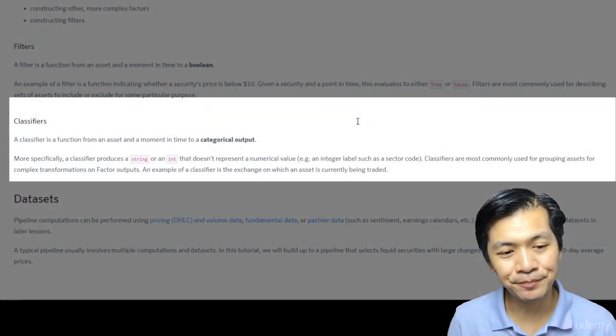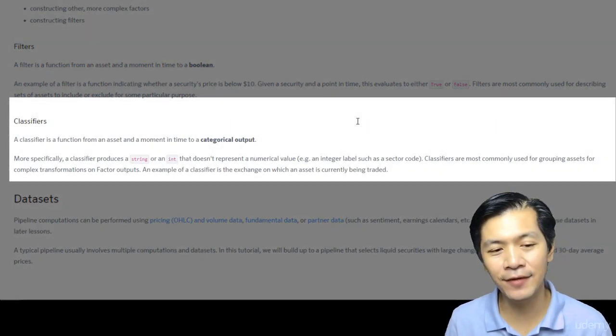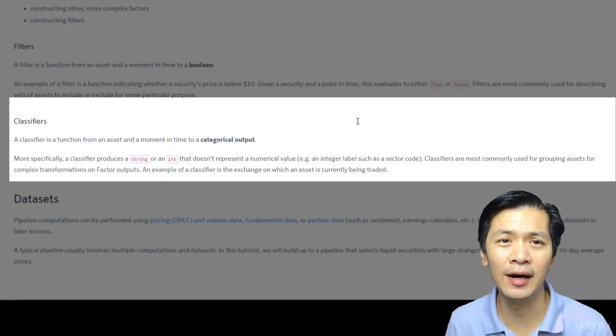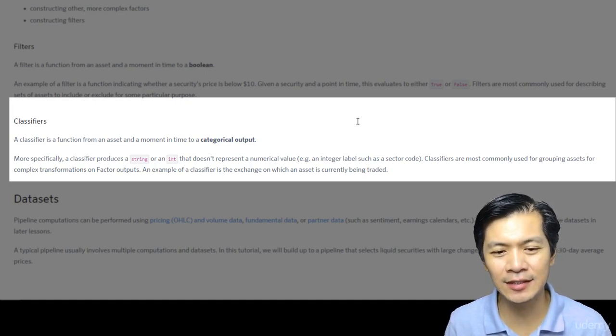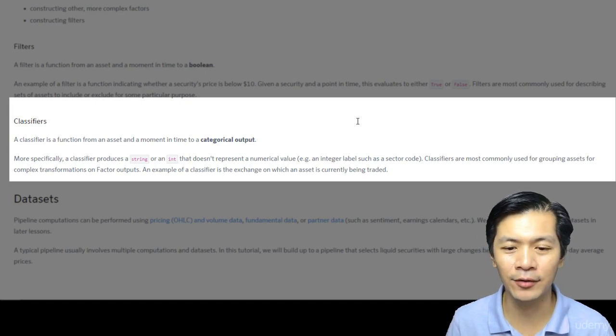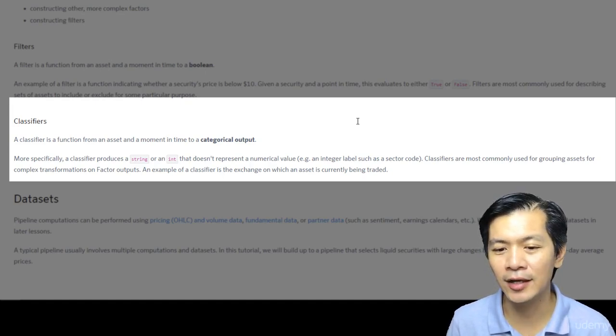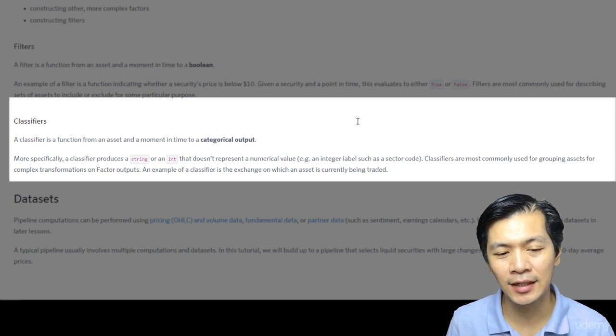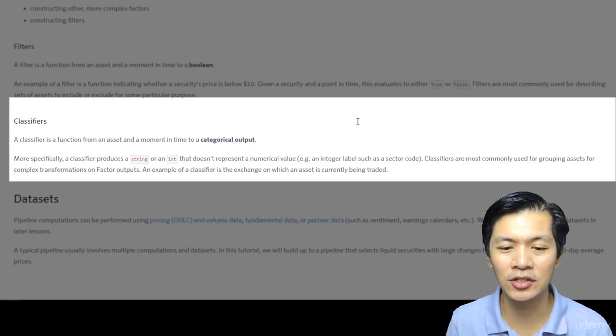A classifier really is a function from an asset and a moment in time to a categorical output. More specifically, a classifier produces a string or an integer that doesn't represent a numerical value. For example, an integer label such as sector code. Classifiers are most commonly used for grouping assets for complex transformations on factor outputs. An example of a classifier is the exchange on which an asset is currently being traded.